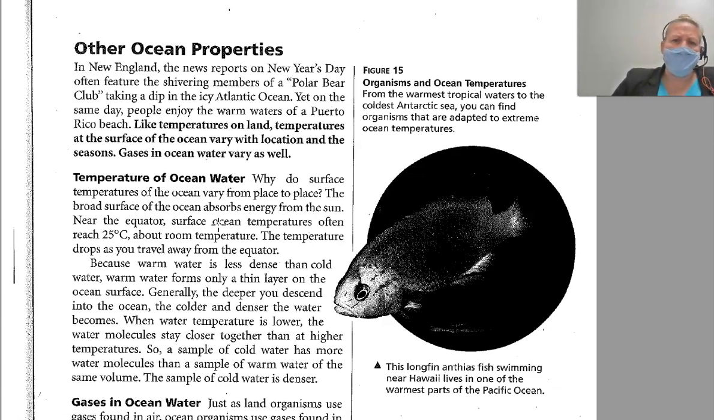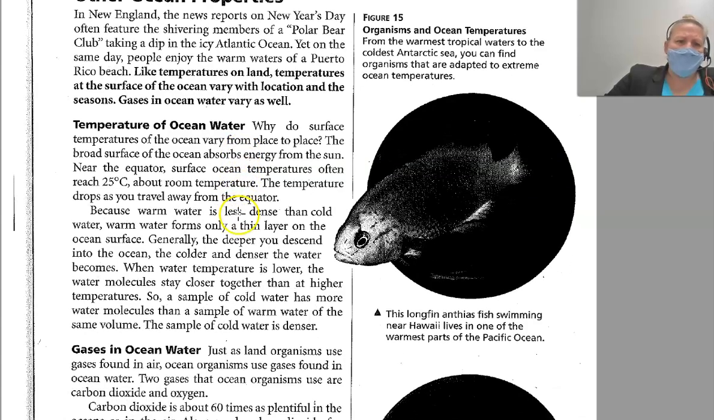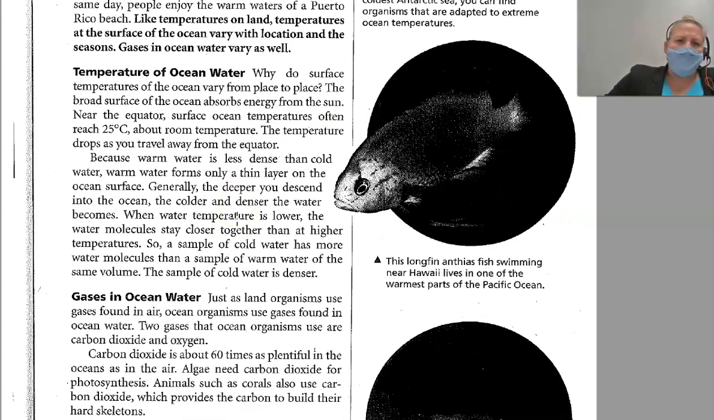Temperatures in ocean water. Why do surface temperatures of the ocean vary from place to place? The broad surface of the ocean absorbs energy from the sun. Near the equator, surface ocean temperatures often reach 25 degrees Celsius, about room temperature. The temperature drops as you travel away from the equator.